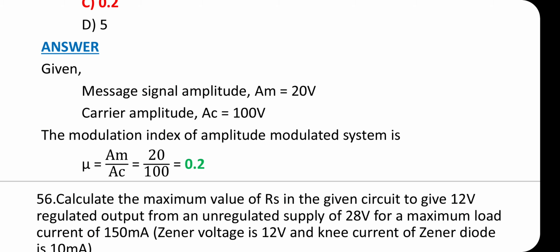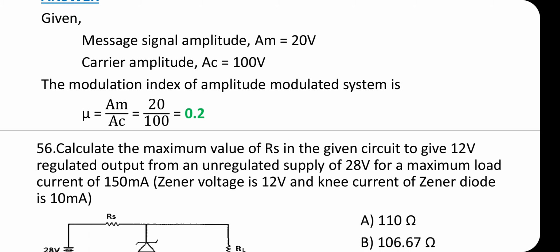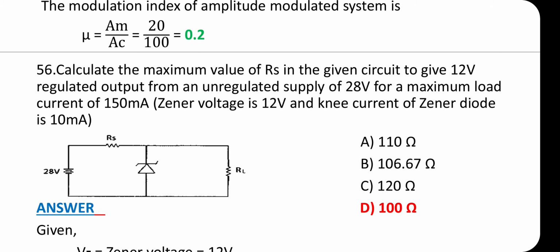Here given AM equal to 20 volt, AC equal to 100 volt. Therefore, the modulation index of the amplitude modulated system mu equals AM by AC, which we will get 0.2.